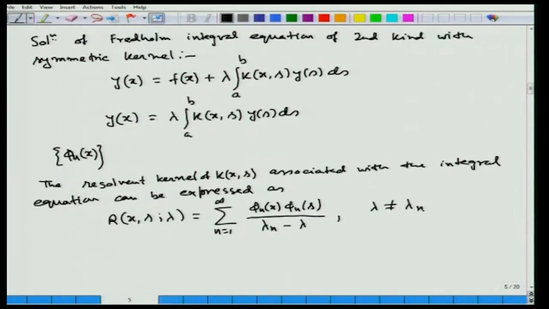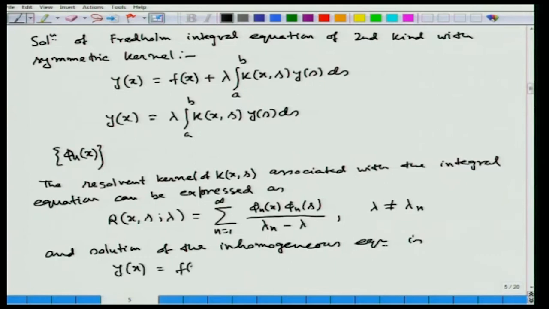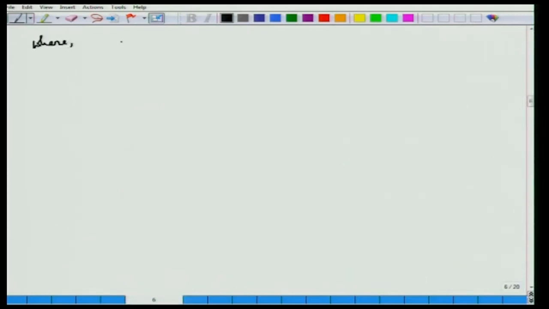And hence the solution of the inhomogeneous equation can be written as y x is equal to f x plus lambda sigma n runnings from 1 to infinity alpha n phi n x divided by lambda n minus lambda, where alpha n is integral a to b f x phi n x d x.